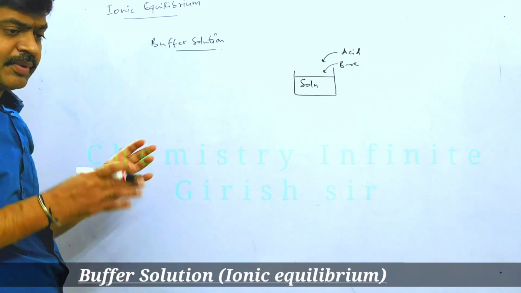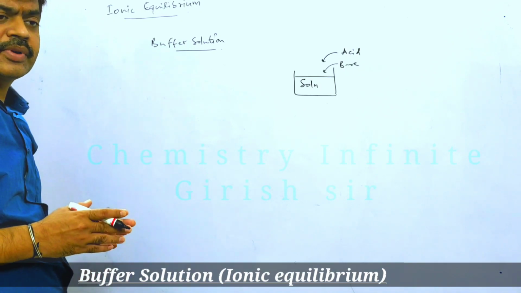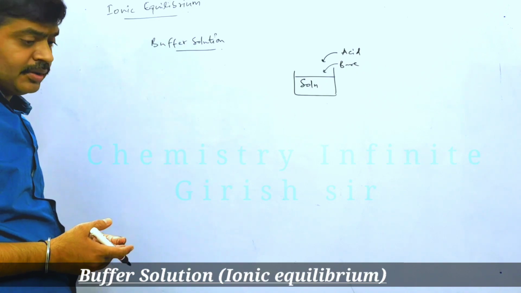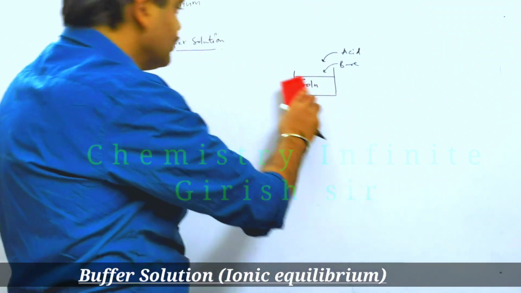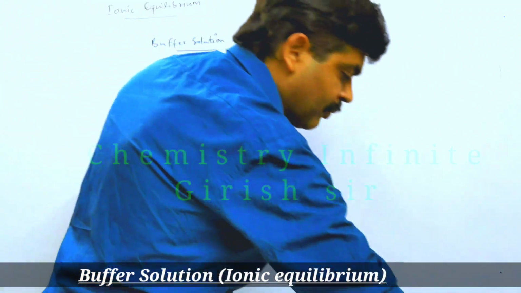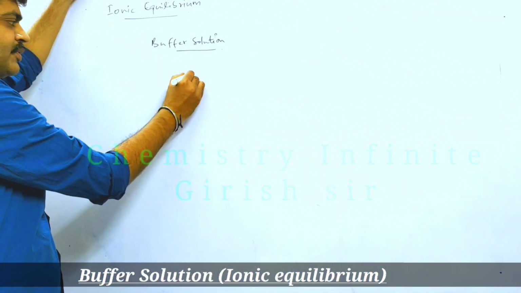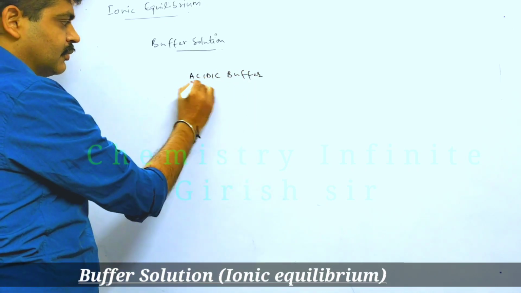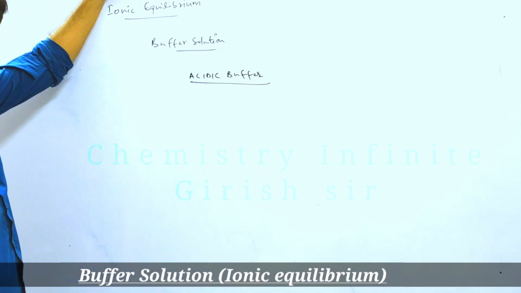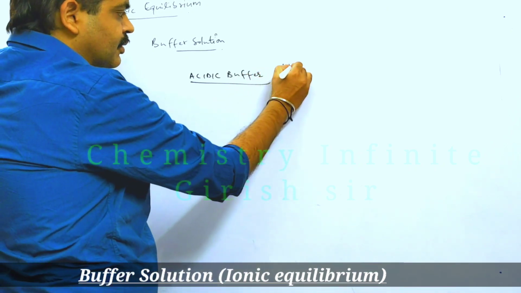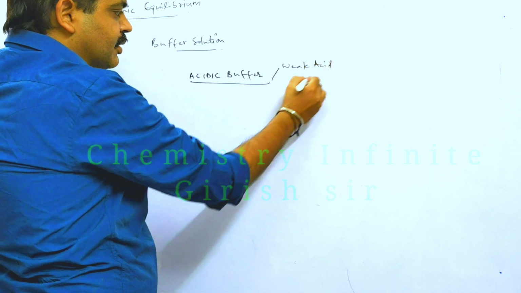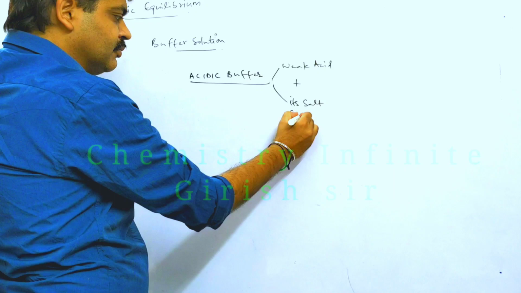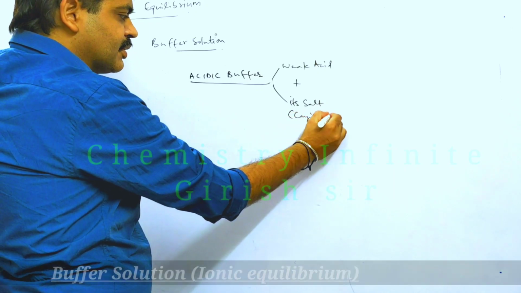Okay, so a buffer solution shows a very small change in pH when acid is added or base is added or you dilute it. Buffer solution could be of several types. Now, one important category is an acidic buffer solution. An acidic buffer comprises of two components, a weak acid and its salt. Salt means conjugate base.